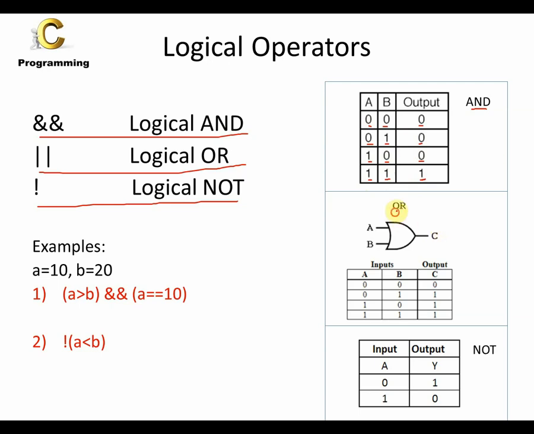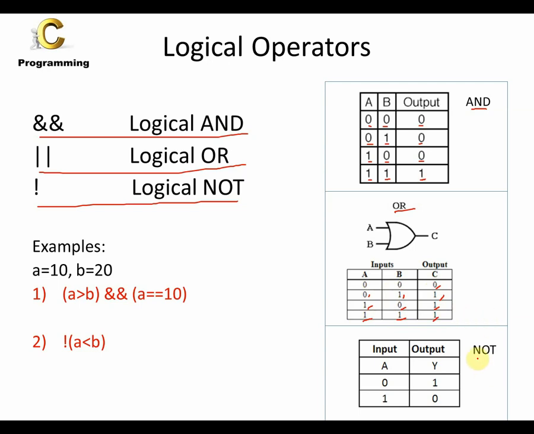Let's look at the logical OR. The truth table is very important. Normally whenever we evaluate an expression, we stick to the truth table. So when it is an OR, 0 or 0 is 0. 0 or 1 is 1. 1 or 0 is 1. 1 or 1 gives an output of 1. So this is the truth table of the logical OR operation.